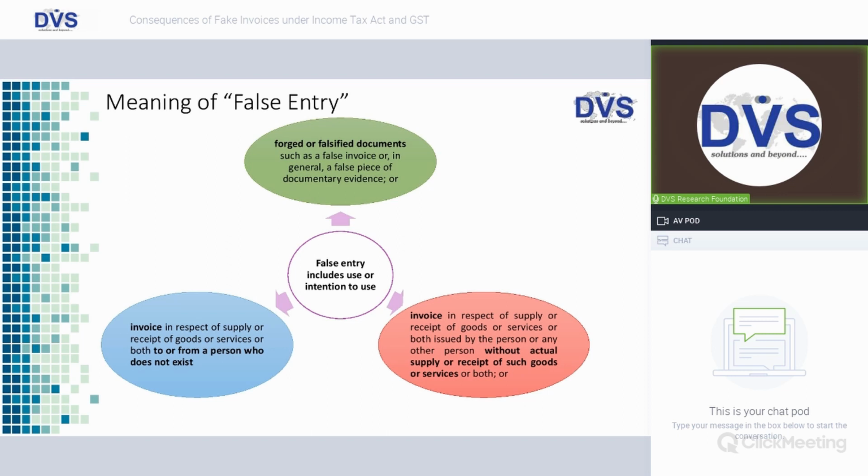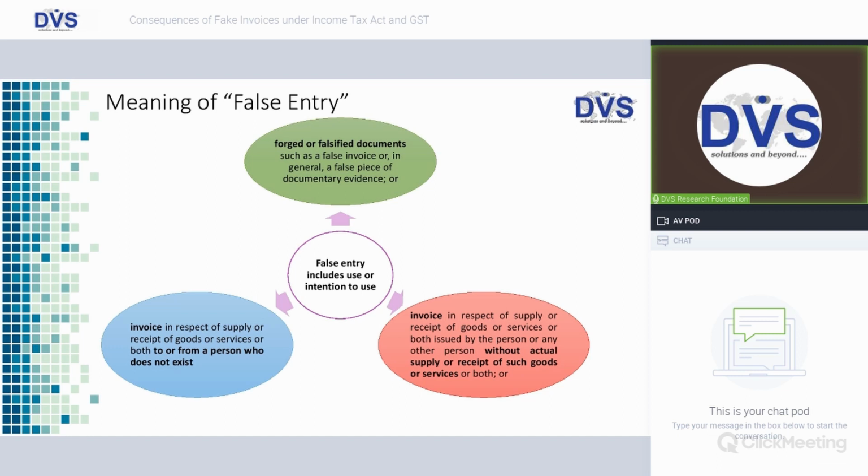What is the meaning of false entry? False entry includes use or intention to use forged or falsified documents, such as a false invoice or, in general, a false piece of documentary evidence, or invoice in respect of supply or receipt of goods or services, or both, to or from a person who does not exist. So there are wrong entries. For example, there is a purchase entry in the name of Mr. A, and there is no Mr. A in existence. If that kind of practice is being followed, that would be regarded as false entry.